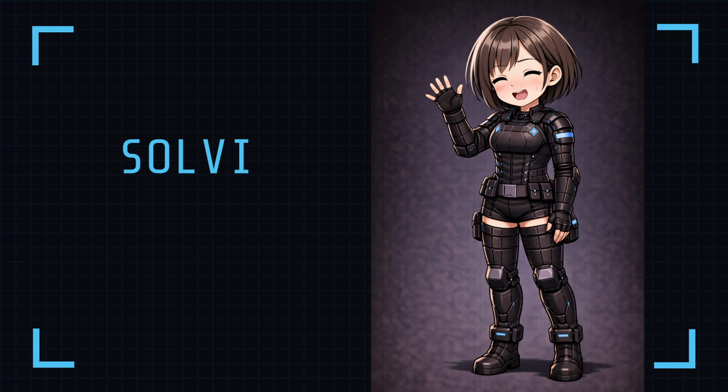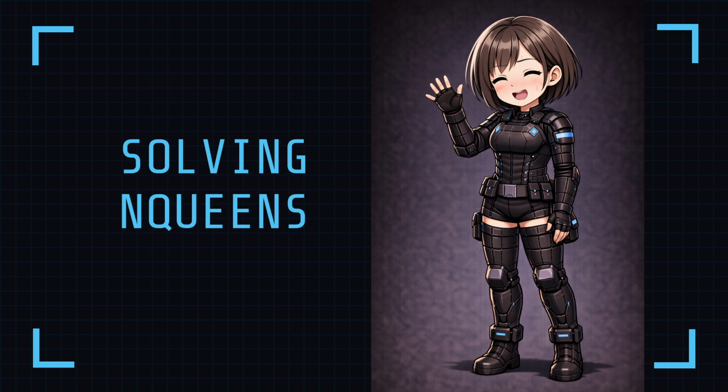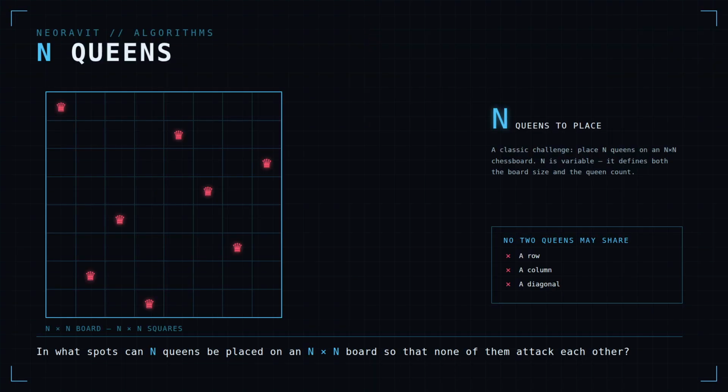Hey everyone, today I want to talk about solving the n-queens problem in Rust. It's a classic programming challenge where you have a chessboard of some number of squares and some number of queens. Say variable n number of queens and n by n squares. The question is, in what spots can n queens be placed on an n by n chessboard so that none of them attack each other?